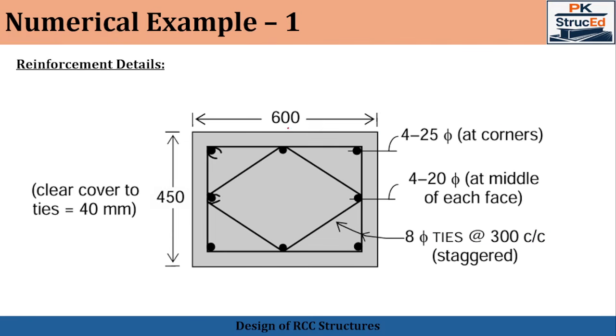This is the reinforcement detail. We have 450 mm by 600 mm. All the 4 corners are provided with the 25 mm dia bars, and the intermediate ones are provided with the 20 mm dia bars. The lateral ties are provided at 300 mm centers, both connecting the periphery as well as a staggered one. The clear cover has been assumed as 40 mm in this case.